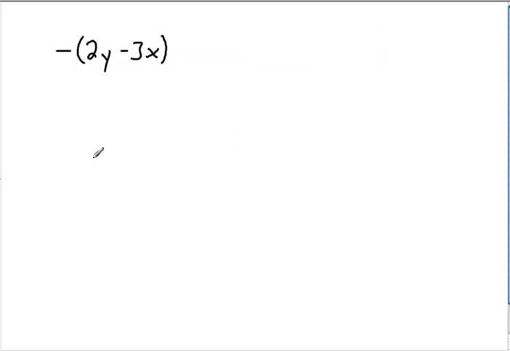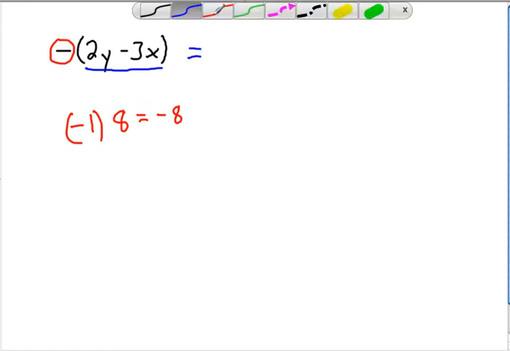Alright, let's move on. This is an interesting use of the distributive property. What we have here is the opposite of 2y minus 3x. And earlier in the year we talked about how to get the opposite of a number. So for instance, if I have this number 8 and I want the opposite of it, I could multiply it by -1. And -1 times 8 would give me -8. Well, in this case, I have this 2y minus 3x here, and I want to get the opposite of it. Well, as we said down below there, getting the opposite of it is just multiplying it by -1.